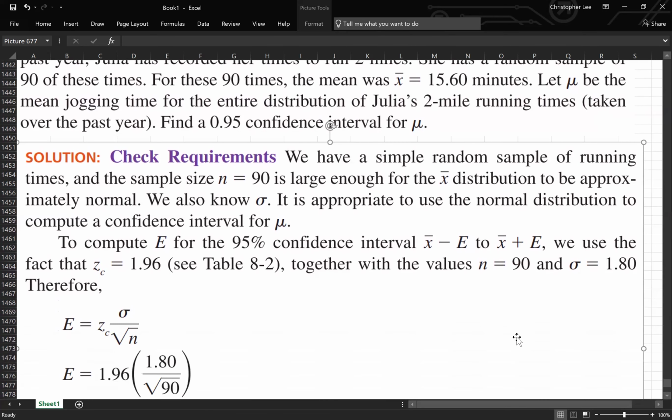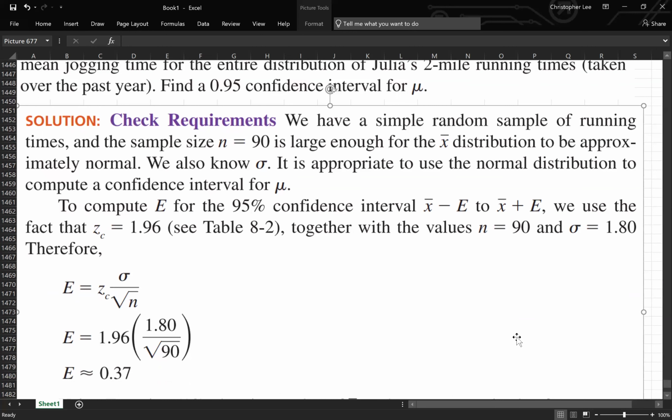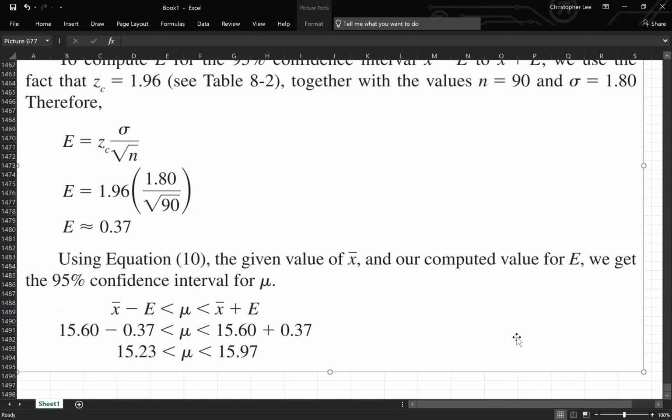1.96. So if you look at the table in your formula sheet for a 95% confidence level, or 0.95, the Z critical value for that is 1.96. So that's where we're getting the 1.96 right here. Together with the values of n equal to 90 and the standard deviation equal to 1.8, we just plug it all in. Straight calculator. 1.96 times 1.8 divided by the square root of 90, boom. We get 0.37. So using the equation, it's that simple.